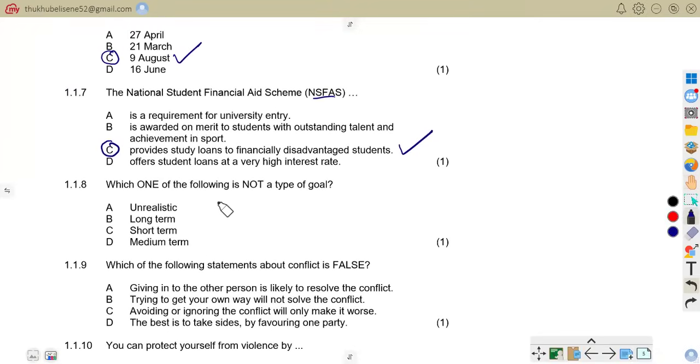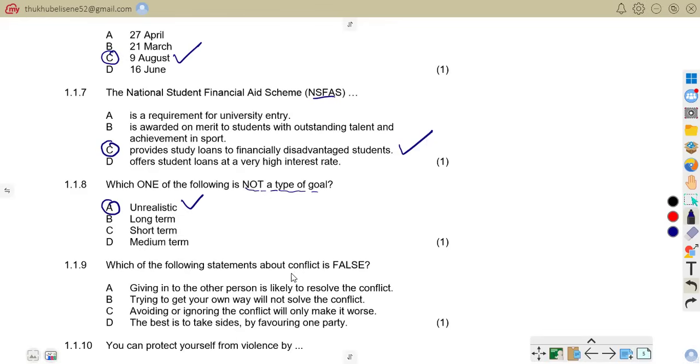So now we are on 1.18. Which one of the following is not a type of goal? We are given unrealistic, long-term, short-term, medium-term. Then we can see the correct answer is A, unrealistic. Unrealistic is not a type of goal, but long-term, short-term and medium-term are types of goal.